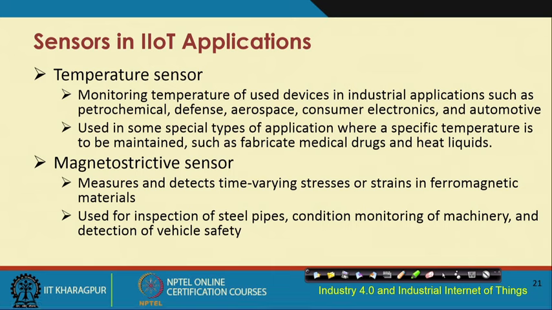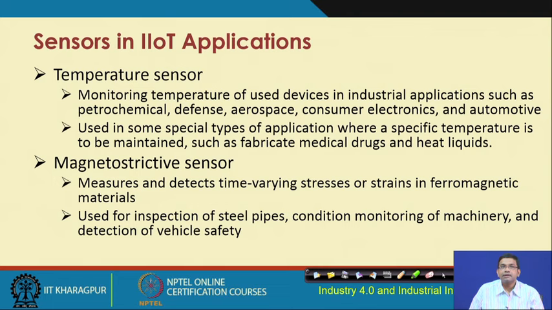Temperature sensors are used in industrial applications such as petrochemical, defense, aerospace, consumer electronics, automotive and so on, and these are very important. Pharmaceutical industries also use a lot of these temperature sensors for monitoring the temperature of the liquids.